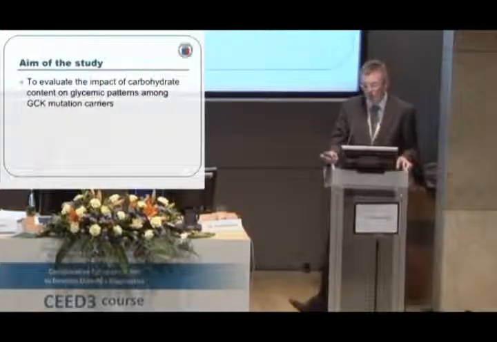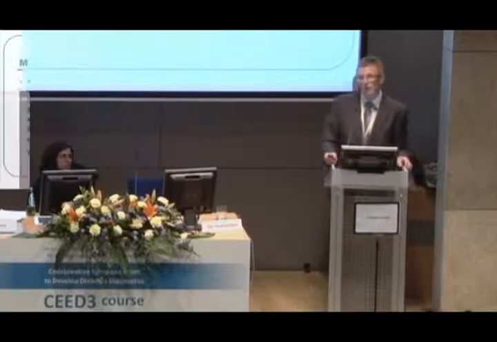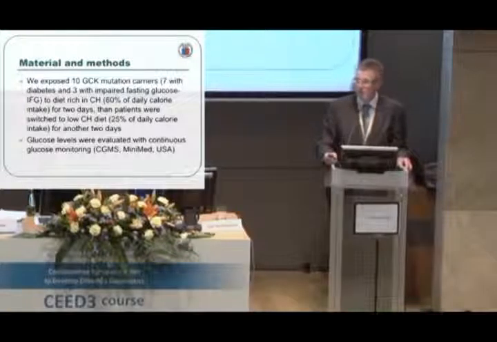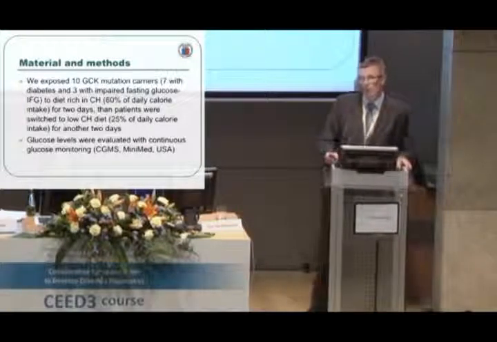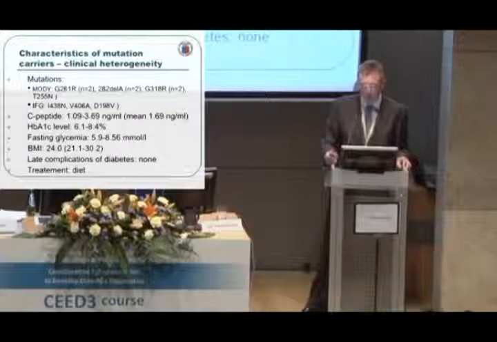So we tried to evaluate the impact of carbohydrate content on glycemic patterns among GCK mutation carriers. We exposed 10 GCK mutation carriers, 7 with diabetes and 3 with impaired fasting glucose, to a diet rich in carbohydrates, approximately 60% of calories coming from carbs, for 2 days. Then we switched them to a low-carb diet with only about 25% of calories coming from carbs. We evaluated glucose levels with continuous glucose monitoring.